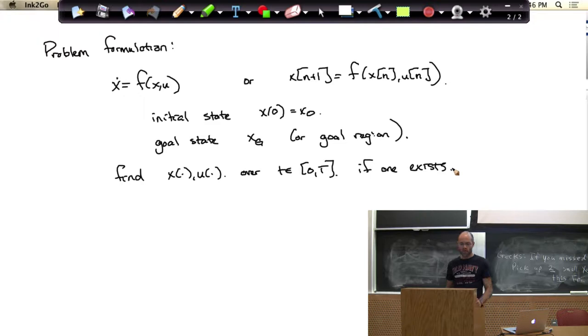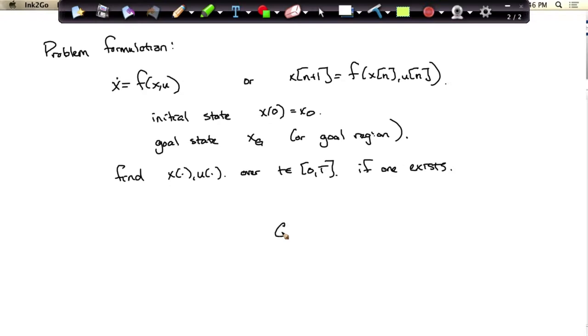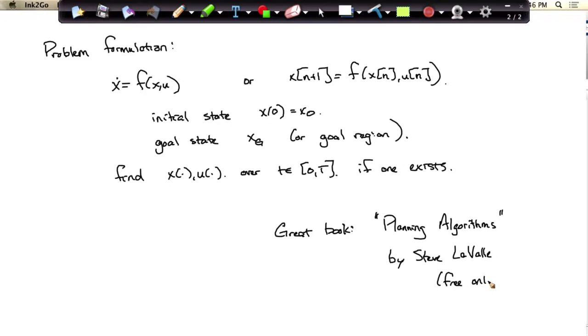There's a great book on these topics, Planning Algorithms by Steve LaValle. It's actually free online. And Steve will actually be here soon giving a robotics talk in a few weeks to tell us what he's been doing at Oculus Rift.